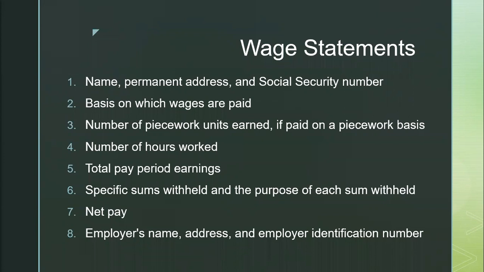And number 6, specific sums withheld and the purpose of each sum withheld. So for example, the taxes, the insurance, anything else that is deemed legal to deduct from that wage statement. Additionally, the net pay. So gross is the total amount minus any deductions equals the net pay. So what is that individual actually taking home? That needs to be on that wage statement. And then finally, you need to have you as the employer's information, your name, address, and your employer identification number. That comes from the IRS.